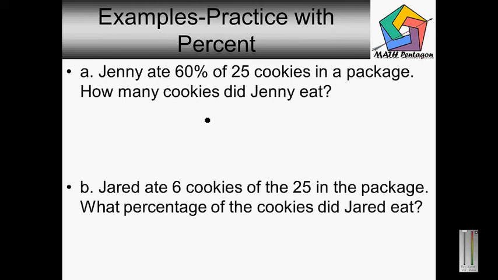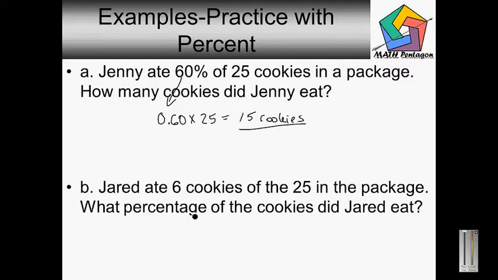Okay, let's do a few examples on practice with percent. So the first question is telling us Jenny ate 60% of the 25 cookies in the package. How many cookies did Jenny eat? So we have to know basically how many cookies did Jenny eat. So what you would do is convert the 60% into a decimal, 0.60, and then I will multiply the total number of cookies, 25 cookies, which would give me the result of 15 cookies. So the answer to this would be 15 cookies. So Jenny ate 15 cookies.